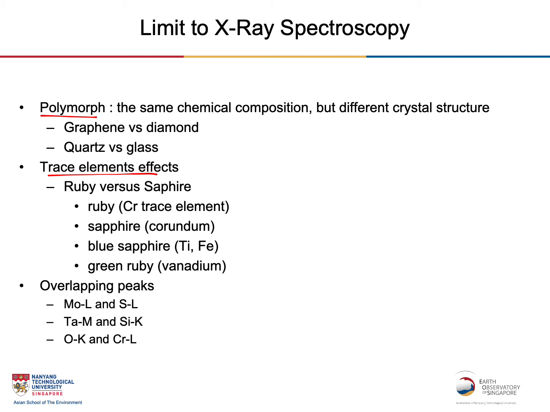So basically, it's because the detection limit for X-ray spectroscopy is not that low, so it's basically helpless to detect any trace element. Another weakness, as I discussed earlier, is the presence of peak overlap, which makes some distinctions not possible. For example, molybdenum halide, tantalum halide, silicon, or oxygen with the chromium.